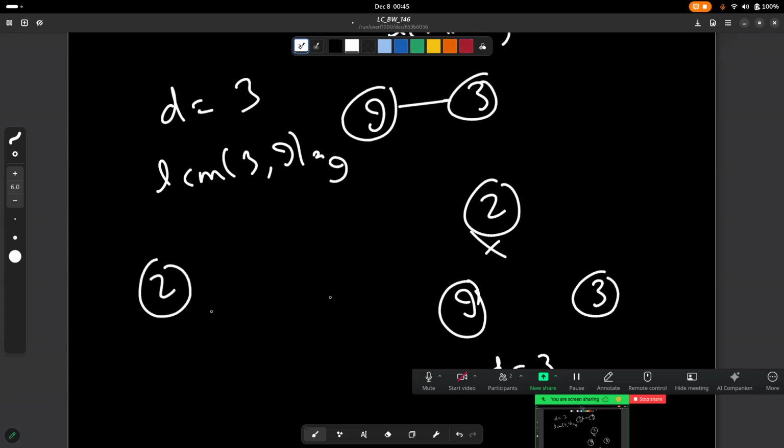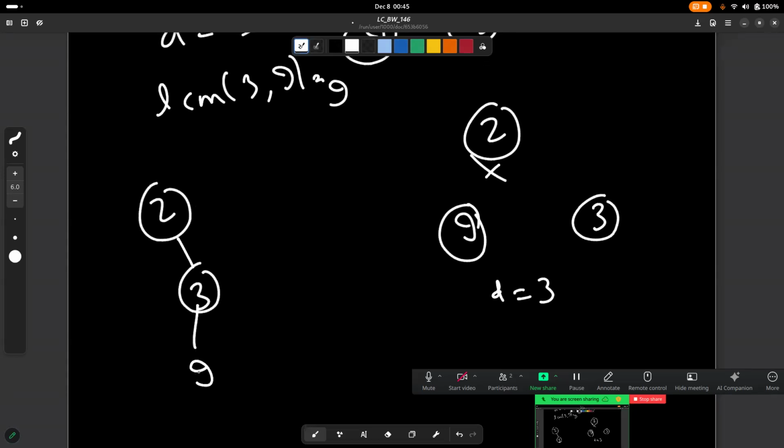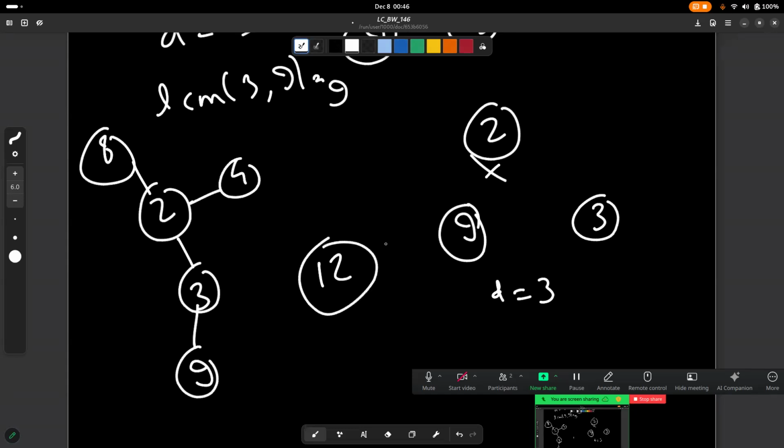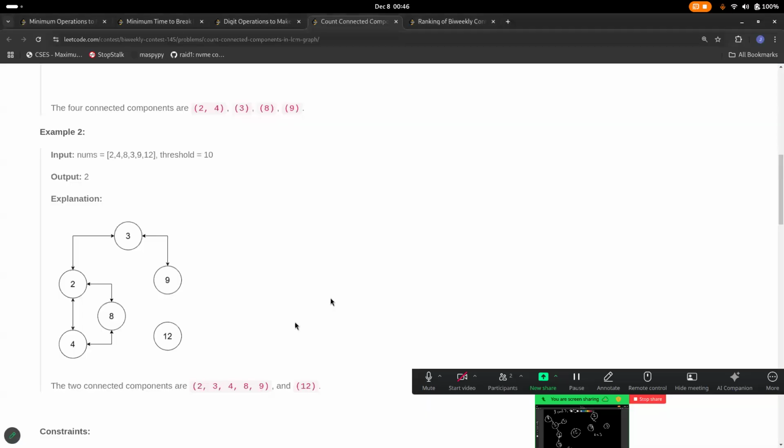And yes, I guess that is how this will hold. At the end, your graph would look like 2 is connected to 3, 3 is connected to 9, 2 is connected to 4, 2 is connected to 8. The merging of 4 and 8 doesn't effectively take place, and 12 in and of itself is a different node that's counted initially, and finally you have an answer of 2.